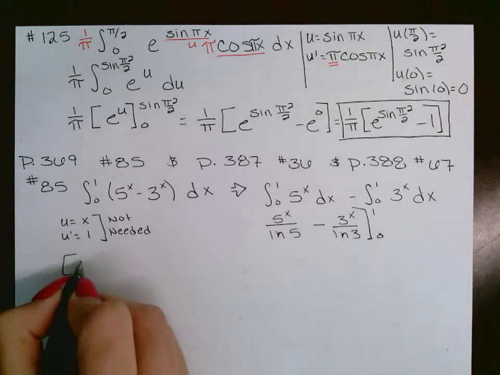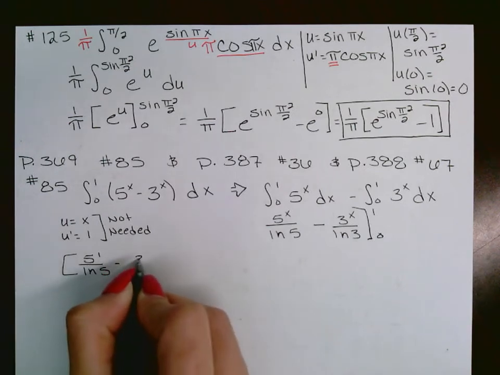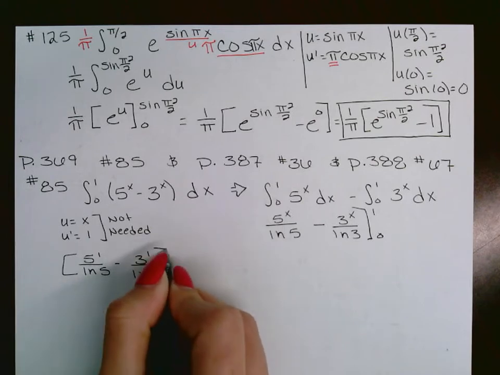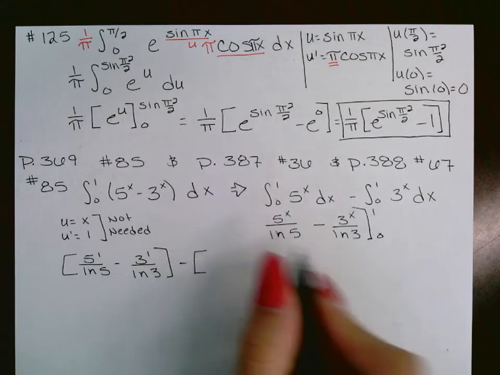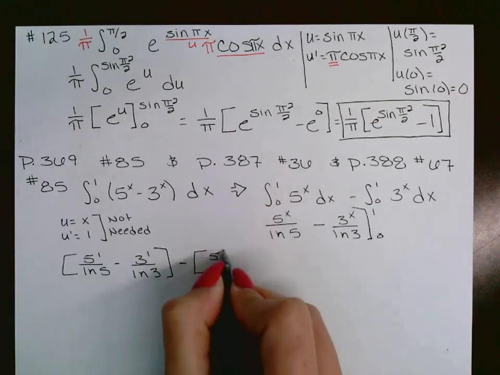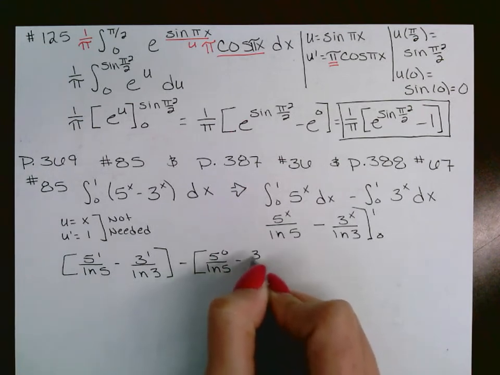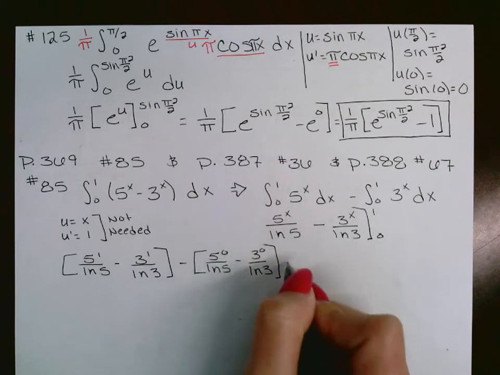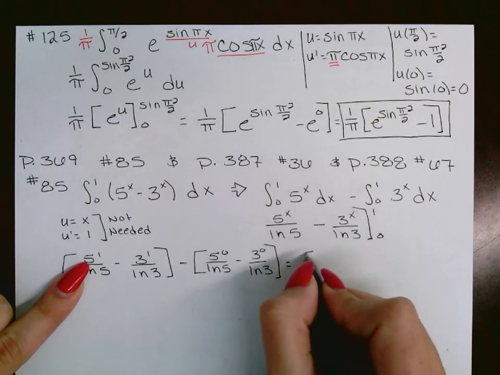say my function at b, my f of b, is 5 raised to the first over ln of 5 minus 3 raised to the first over ln of 3. That's f of b, my function at b, minus my function at a, 5 raised to 0 over ln of 5 minus 3 raised to 0 over ln of 3. Okay? The biggest thing I can clean here is anything raised to 1 is itself.